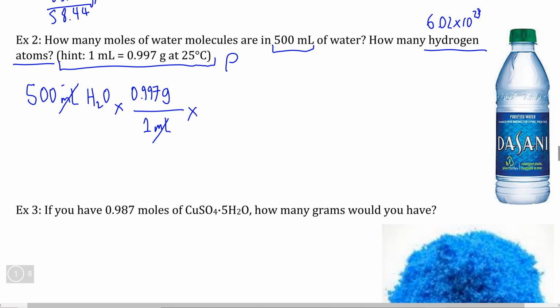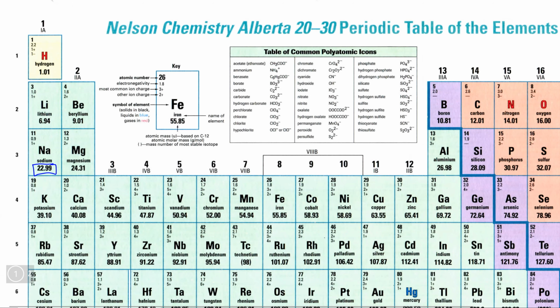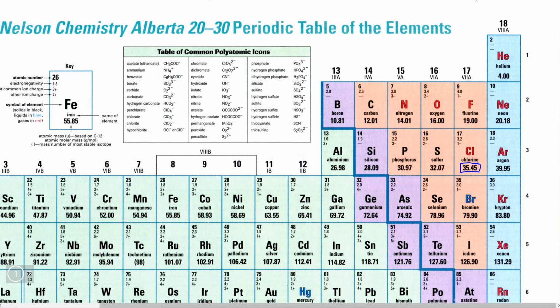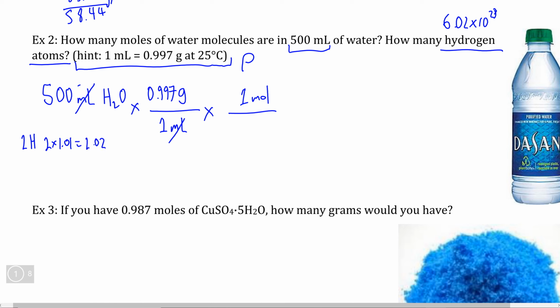Now we want to get rid of grams and we want to replace it with moles. So let's find out what the molar mass of hydrogen and oxygen are on our periodic table. We see the molar mass of hydrogen is 1.01 grams per mole, and the molar mass of oxygen is 16.00 grams per mole. Let's add the two together. Remember that you've got two hydrogens, so 2 times 1.01 is very simply 2.02.